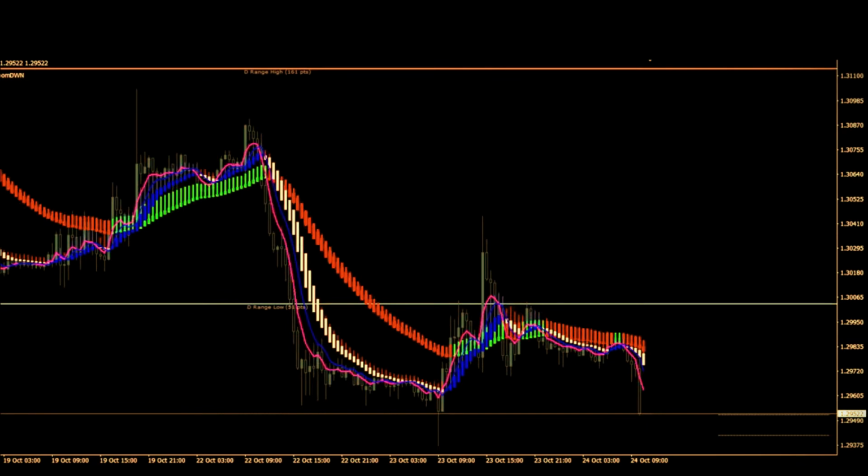So let's see here. The market is already in a downtrend, and after making a small correction here and creating a sell signal, we will execute our trade. All the indicators have turned red here. The stop loss will be set at the high of the current candle.